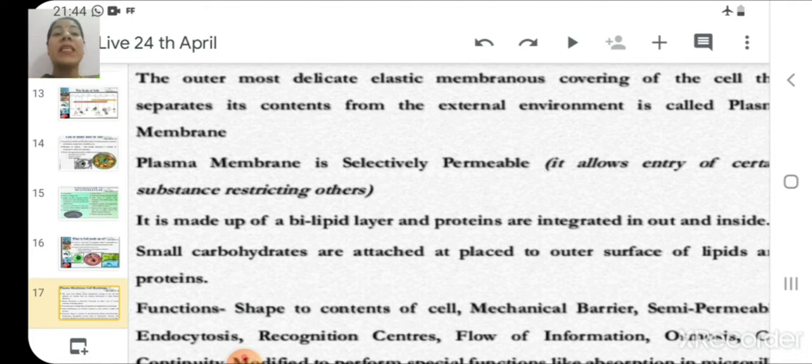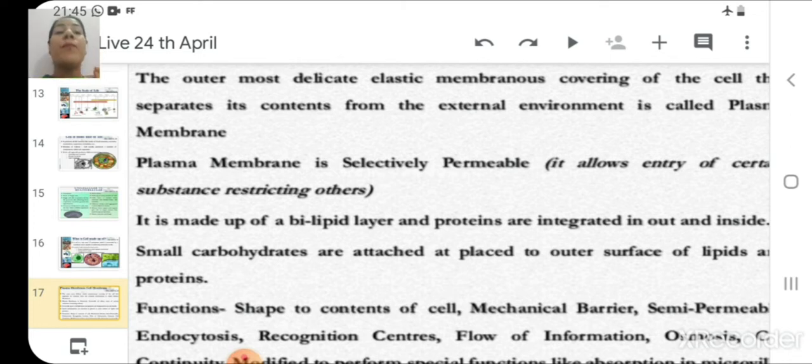Plasma membrane is selectively permeable, meaning it selects some of the things to pass across it. It does not allow all the material to pass across it, so the term selectively permeable is used here. That means it allows entry and exit of only some of the substances through it.